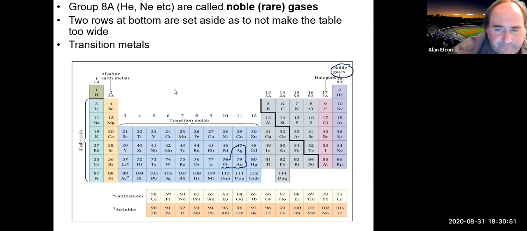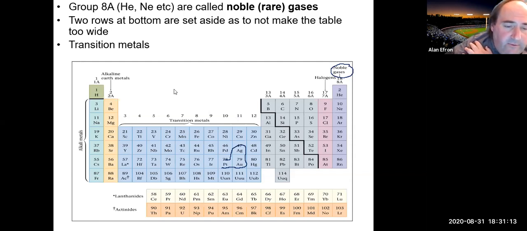So again, group one, starting with lithium, is alkali metals. Beryllium, magnesium, and calcium, coming down that group, are our alkaline earth metals. Group seven is our halogens, and group eight is our noble gases. Again, you do need to know the location of those guys on the periodic table and be able to find them.